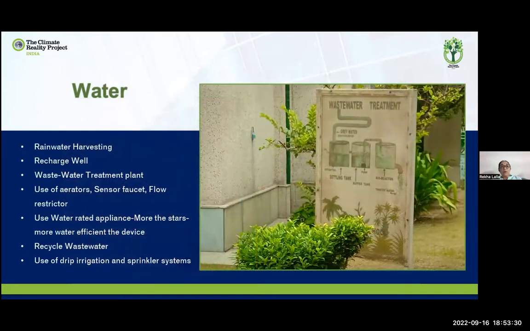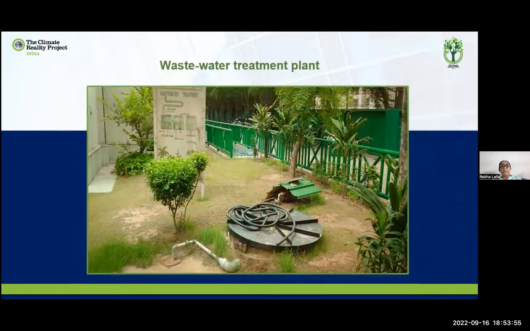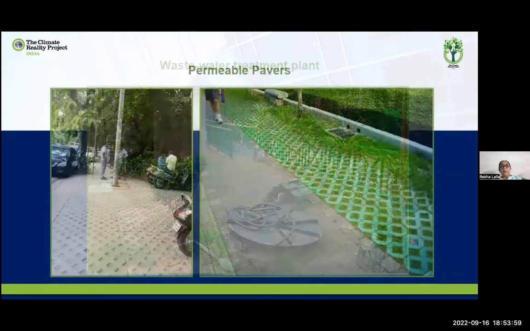And when we say water, we mean water harvesting, rainwater harvesting, recharge wells, wastewater treatment, and use of aerators, sensor faucets, and flow restrictors. Recycling of wastewater, they can do even at home, or drip irrigation and sprinkler systems for water, even at a school level. This is a wastewater treatment plant in one of the schools in Chennai. This is a wastewater treatment plant in Kanchipuram. One of the schools has done it. So it is not one area.